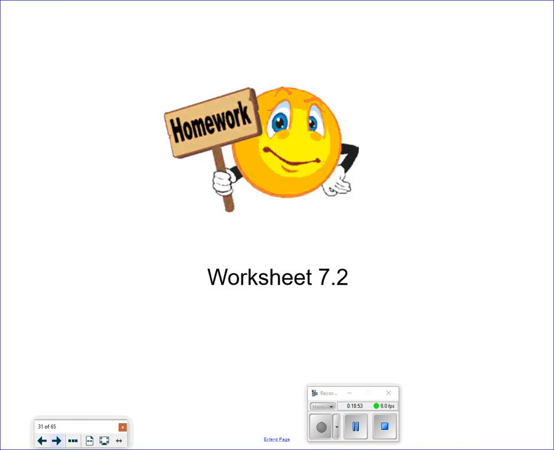You got a homework assignment tonight. It's a worksheet. Good luck. This can be very challenging. The majority of the Chapter 7 test comes from this particular section. So make sure that you're asking questions if you have any, and good luck.